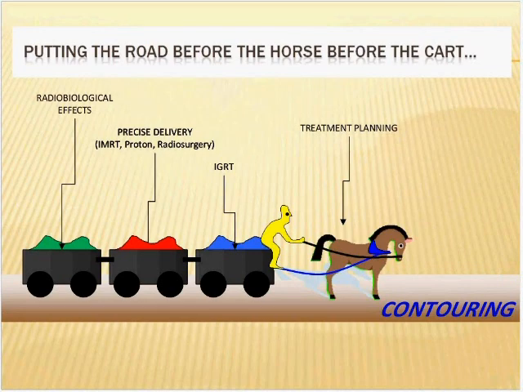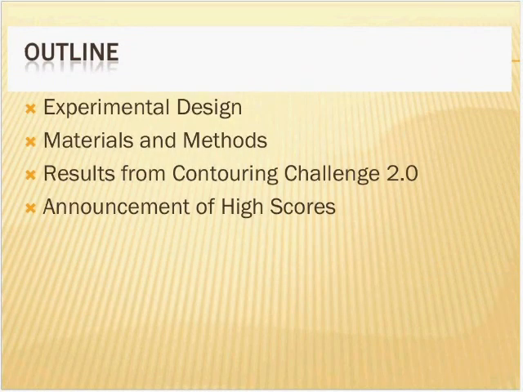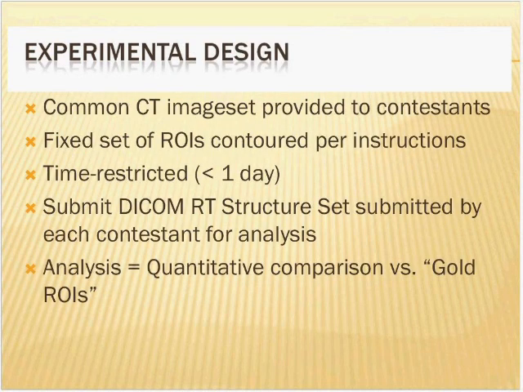So again, contouring really steers everything, and Neil covered this well at the beginning. It doesn't matter what equipment we have, what planning system we use, what imaging equipment we have. If we're not drawing the contours correctly, you can imagine all the things that can be affected by that. So I'm going to go very briefly over the experimental design and the methods we used for Contouring Challenge 2.0, and then we will get to the announcement of the winners.